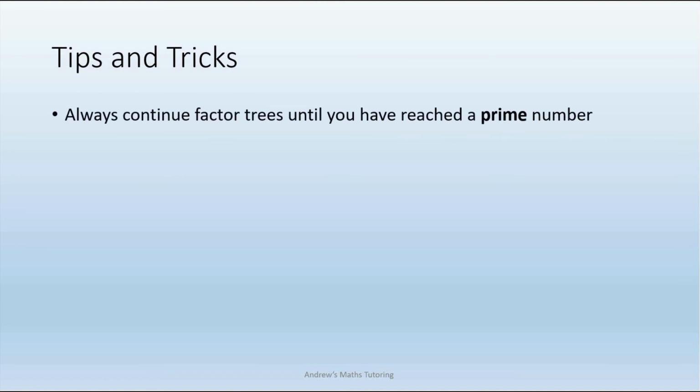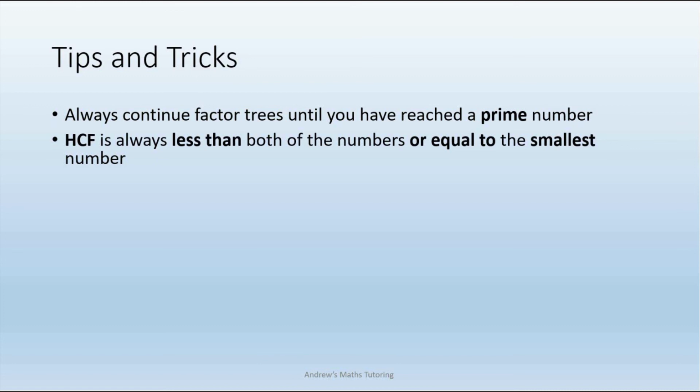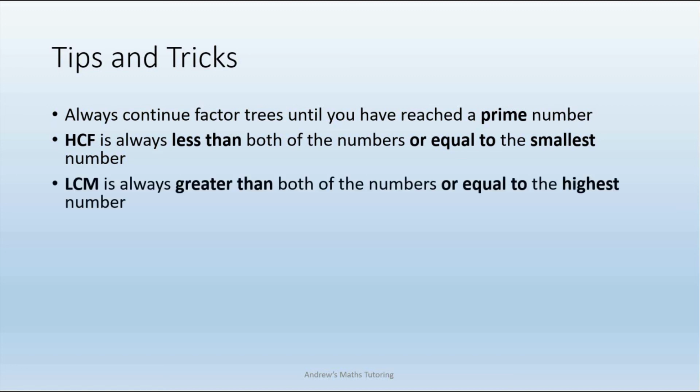So let's go over our final tips and tricks. When doing your factor trees, always remember to continue until you've reached a prime number. Remember that when you're finding the highest common factor, you're generally looking for smaller numbers. The highest common factor will always be less than both of the numbers or equal to the smallest number. The lowest common multiple will always be greater than both numbers or equal to the highest number.